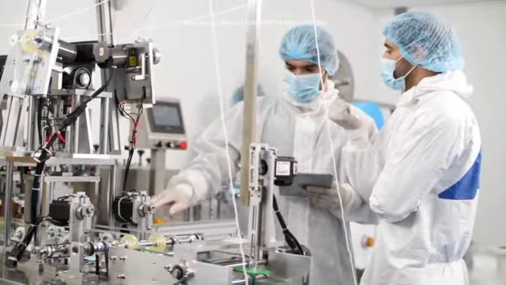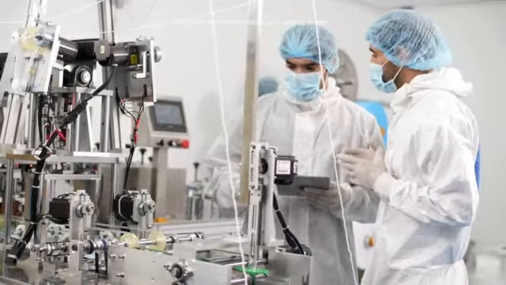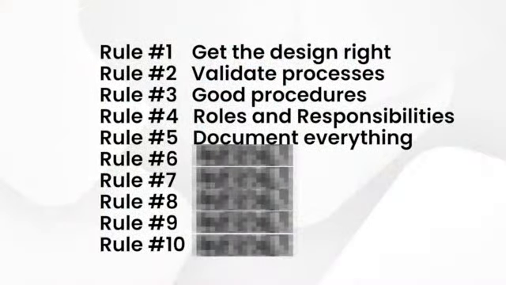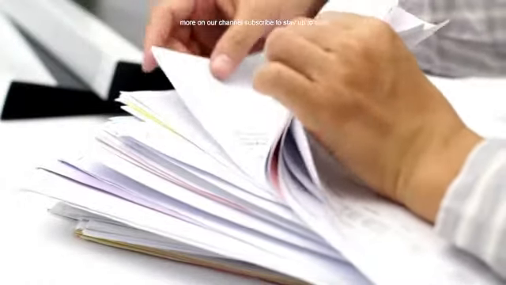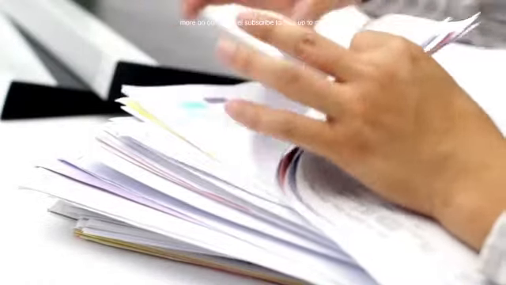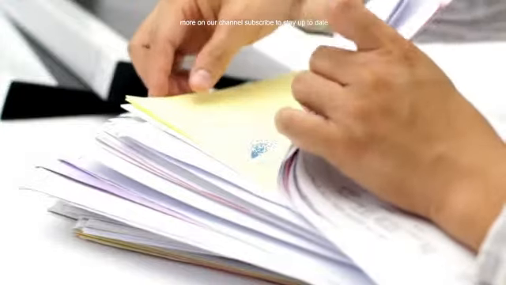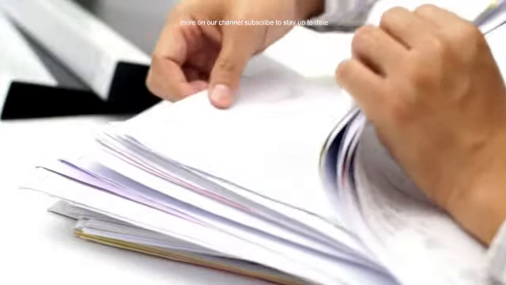Golden rule number 5, keep good records, document everything. In GMP, the principle is often stated, if it wasn't documented, it didn't happen. Comprehensive, accurate, and contemporaneous documentation is the indisputable evidence that GMP requirements have been met and that a batch of product was manufactured according to its master batch record.